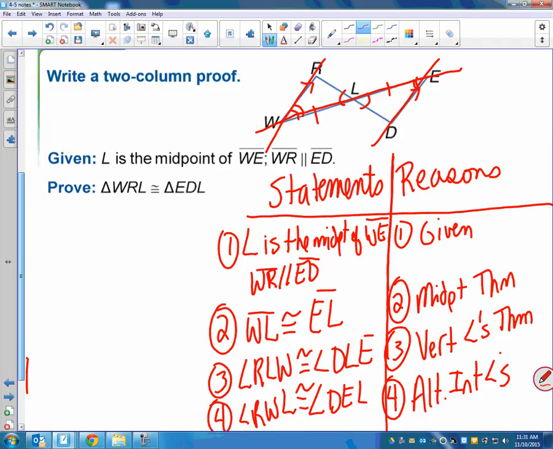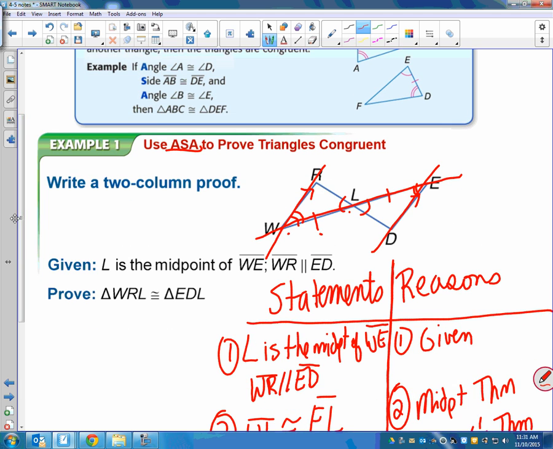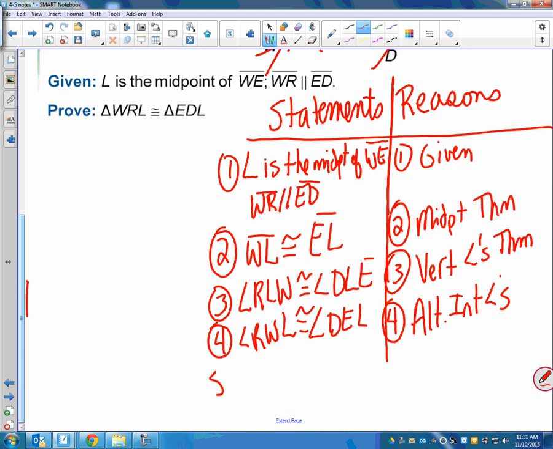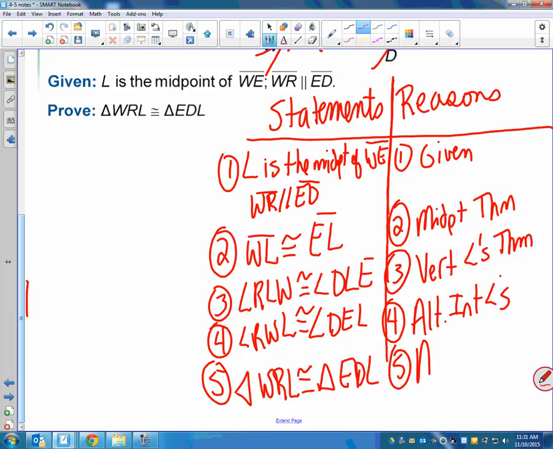Did I just prove that these triangles are congruent? What do I have right now in each of these triangles? I have an angle, a side in between, and an angle. Is that the one we just learned? Angle, side, angle. It's a big hint when this example says using angle, side, angle to prove. So I can say triangle WRL is congruent to triangle EDL by angle, side, angle. A little bit longer proof than what we did before, but we could use one.